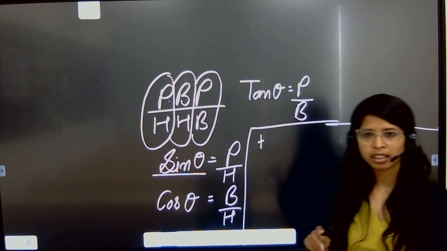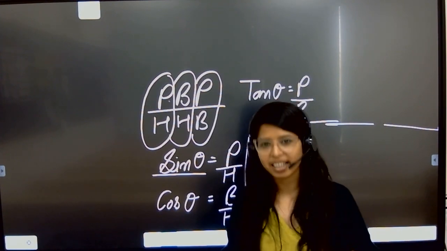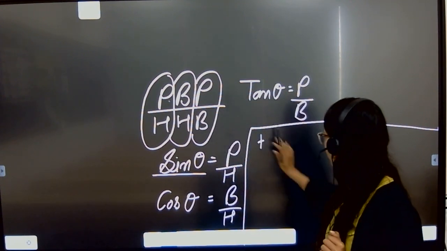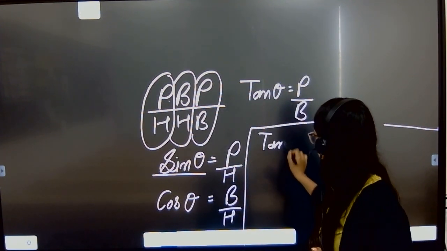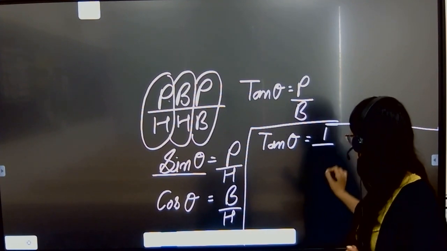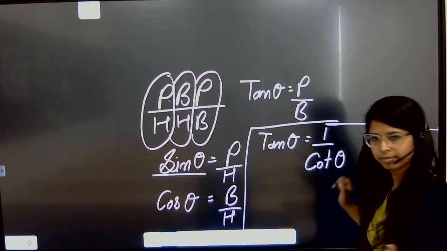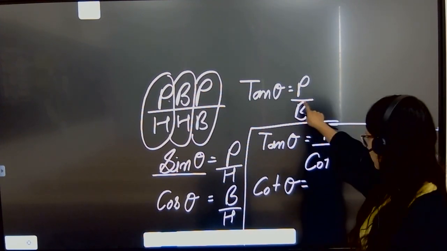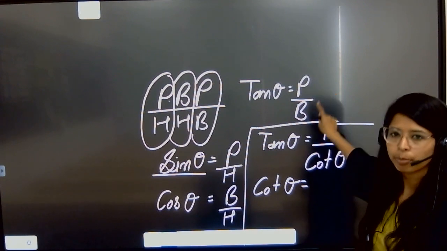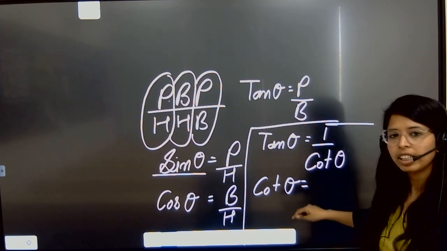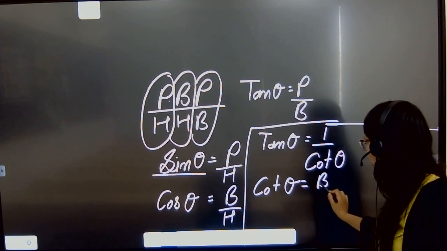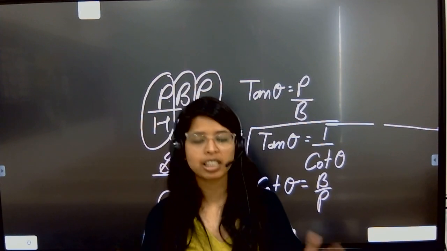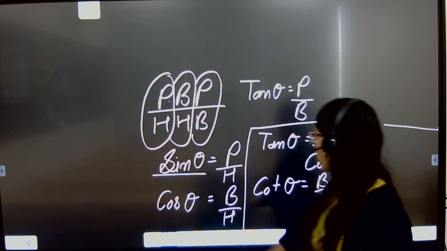Same as we can write sine theta as 1 upon cosec theta and cos theta as 1 upon sec theta, I can write tan theta is equal to 1 upon cot theta. Clear? For cot theta, as we can see the tan theta formula is perpendicular upon base, so for cot theta the formula is base upon perpendicular. Is this part clear, everyone? You all can note down these formulas. This formula part is very important. I hope this part is clear.